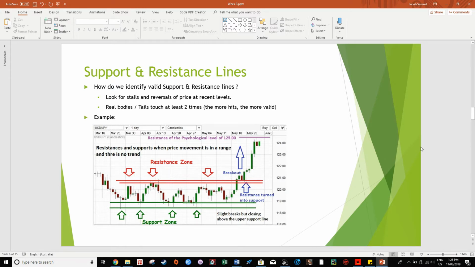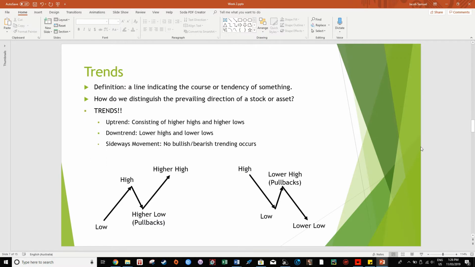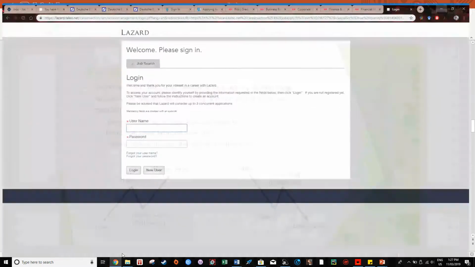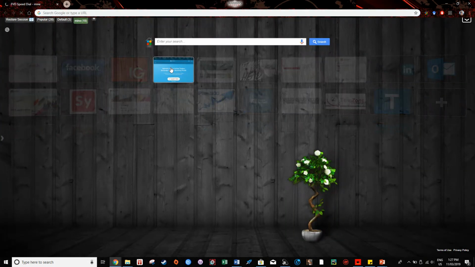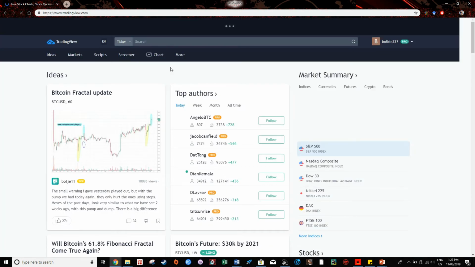Okay. You done with this one? Yep. Trends. All right, so we'll do examples on support and resistance before we get into this. Jacob will show you a few examples. So has anyone actually looked at TradingView since we introduced it last week? Anyone had a bit of a play around with it?